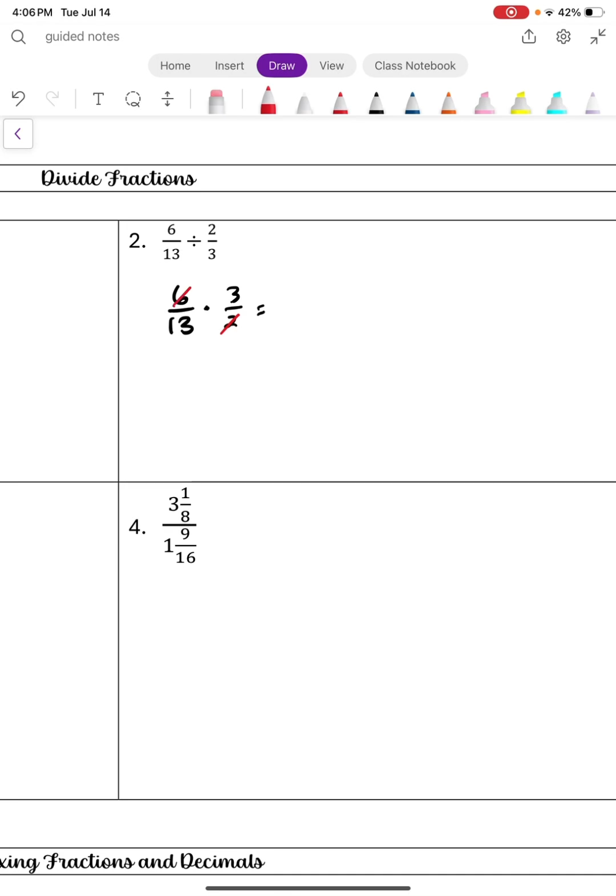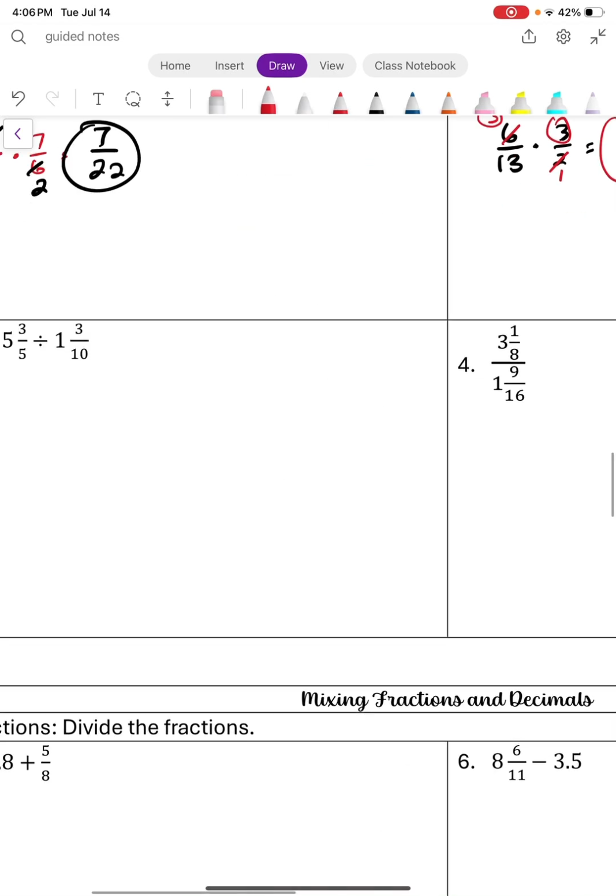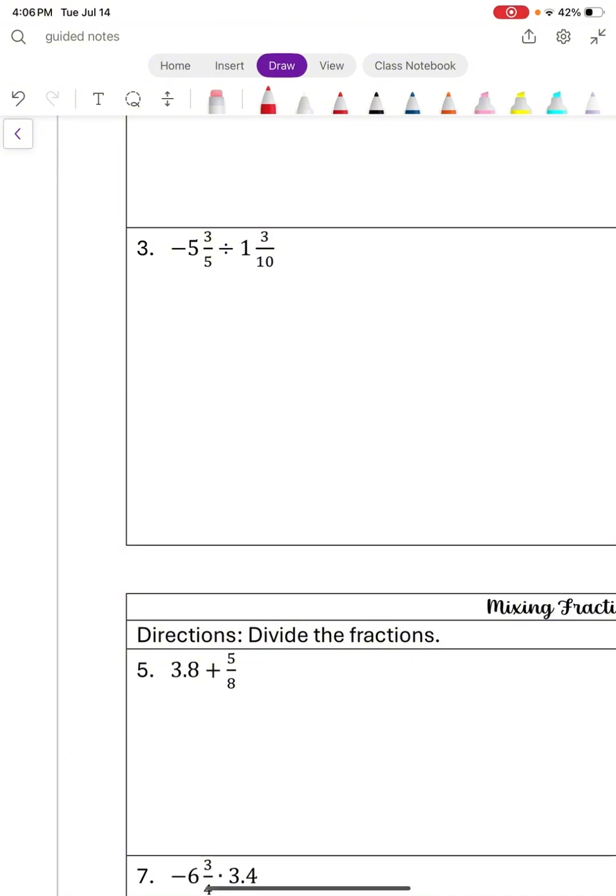2 and 6 reduce. 2 times 1 is 2. 2 times 3 is 6. Nothing else will reduce. You cannot reduce these. They have to be a top and a bottom, not a top and a top. 3 times 3 is 9. On bottom, 13 times 1 is 13. We're finished.